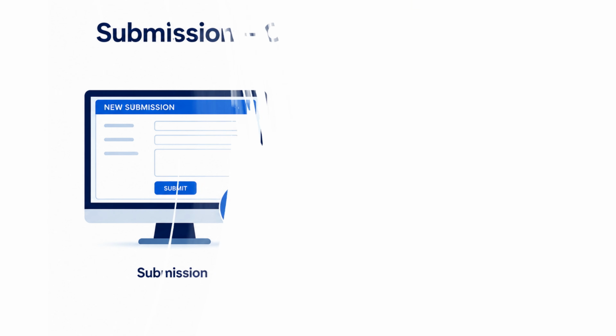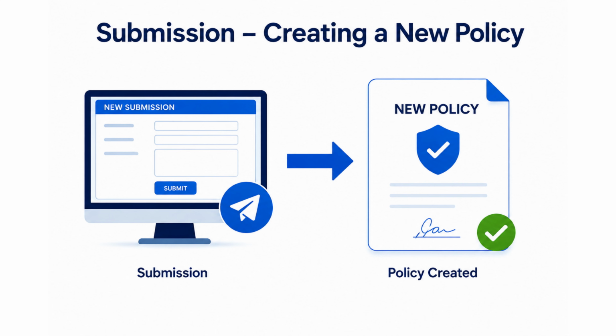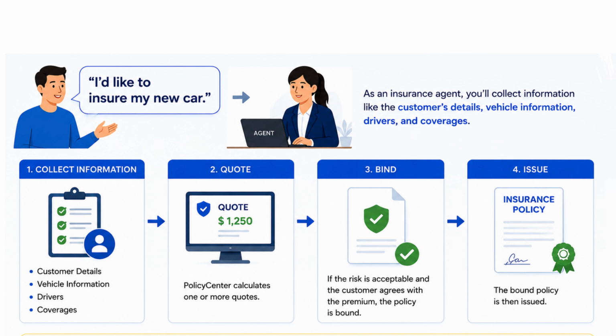Let's start with a transaction called submission. It's nothing but creating a new policy. So everything begins with a submission. Let's imagine a customer walks into your office. He says, "I'd like to insure my new car." As an insurance agent, you'll collect information like the customer's details, vehicle information, drivers, and coverages. Based on that information, PolicyCenter calculates one or more quotes. If the risk is acceptable and the customer agrees with the premium, the policy is bound and then issued.